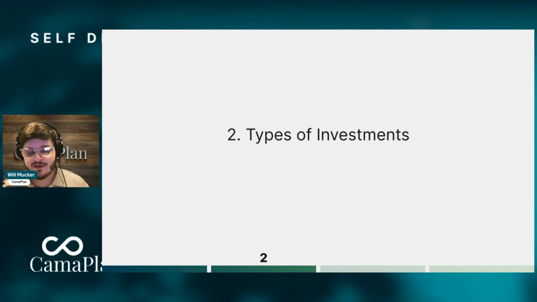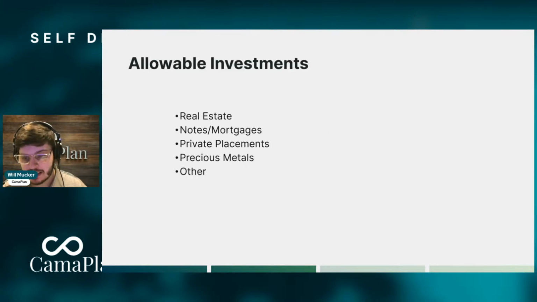Every day I speak to somebody who wants to talk to me about an investment they want to make. These are the different types of investments that you can make out of your self-directed IRA. You're not limited to these. That's why we have other listed here.